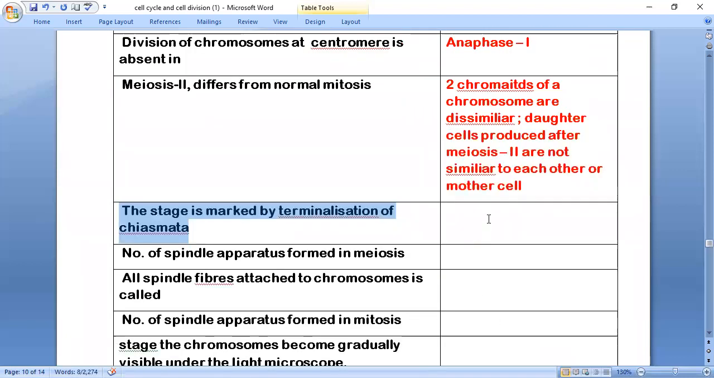The stage marked by terminalization of chiasmata is diakinesis.